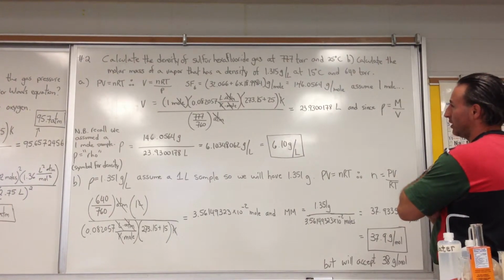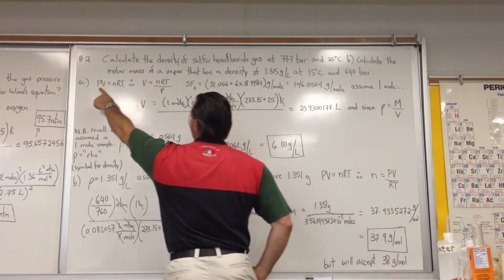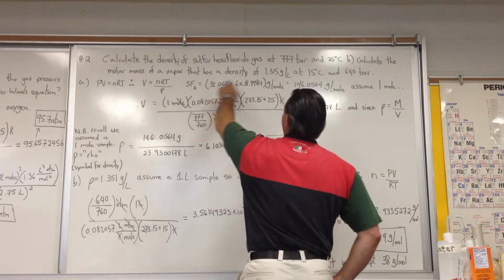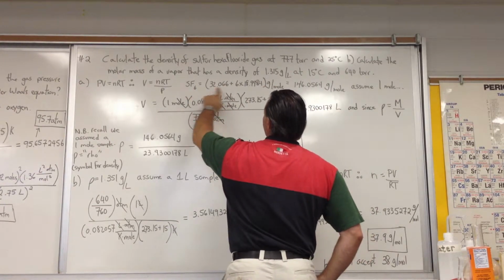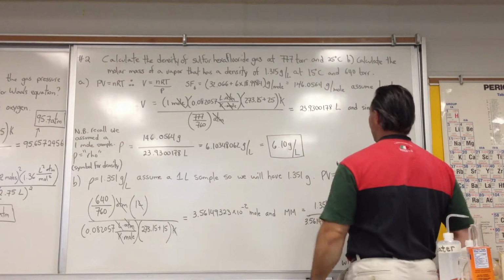So let's do the first part. We use the ideal gas equation, PV equals nRT. We again rearrange for the volume of the gas by transposing the P. We find the molar mass of sulfur hexafluoride. Here's the mass of sulfur. Here's 6 times the mass of fluorine, so it gives us 146 grams per mole.